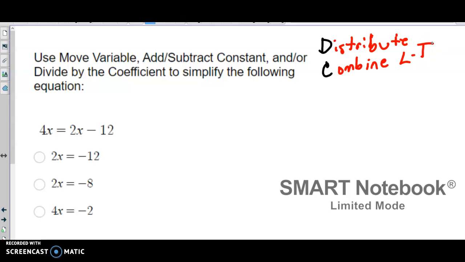So today, we're going to talk about moving the variable, add or subtract the constant, and then the divide or multiply. I'll go ahead and write those out.